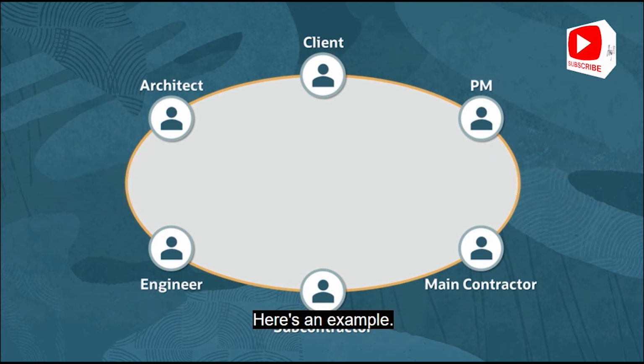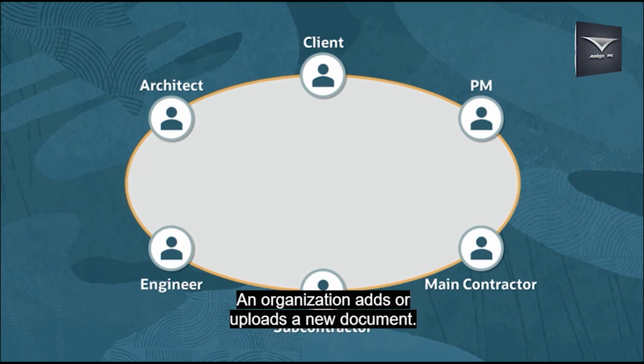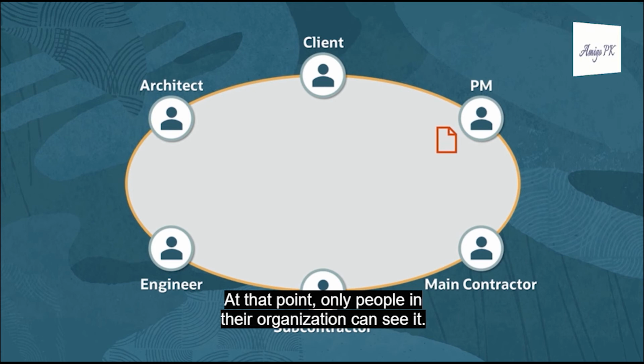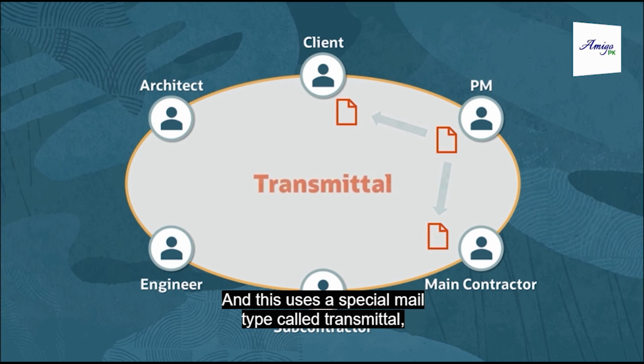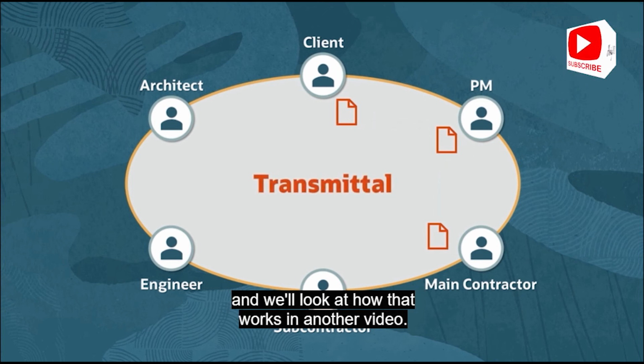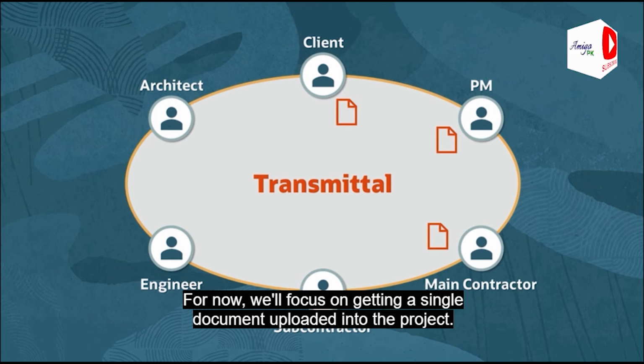Here's an example. An organisation adds or uploads a new document. At that point, only people in that organisation can see it. They'll need to send it to other organisations so they can access it. And this uses a special mail type called transmittal, and we'll look at how that works in another video. For now, we'll focus on getting a single document uploaded into the project.